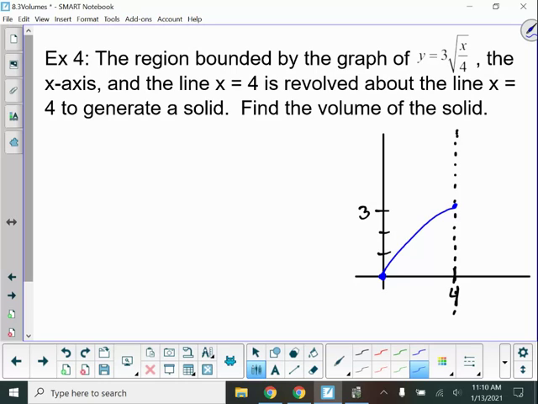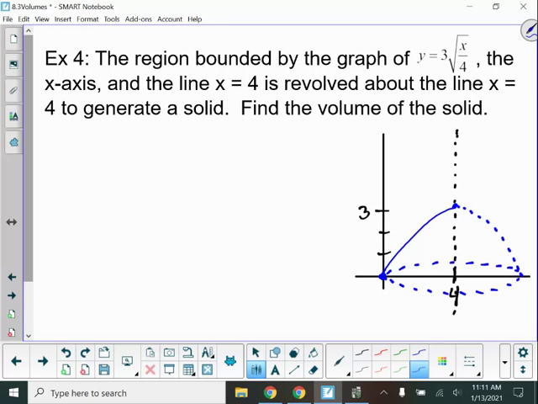So we are going to be taking this and rotating it around the line x equals 4. So if I take this area and I rotate it, I'm going to get some kind of region like that.